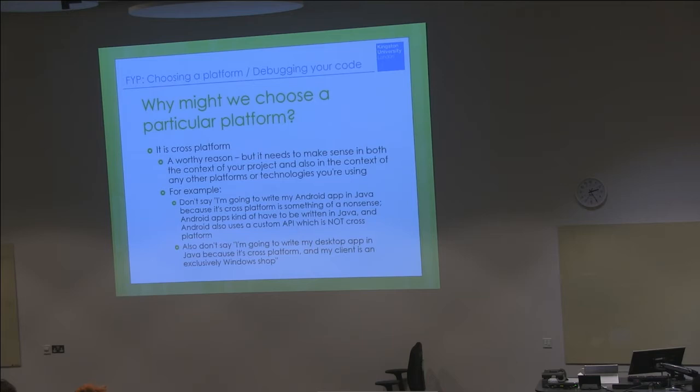Or you might turn around and say, oh yes, I chose Java for my desktop application because it's cross-platform. And then earlier in your document, when you're talking about your client, you've mentioned they're an exclusive Windows shop. There's no need for cross-platform compatibility in that situation. So again, don't use justifications that don't apply in your case. Okay?